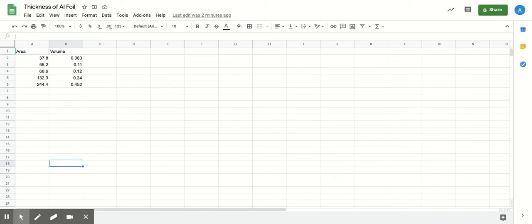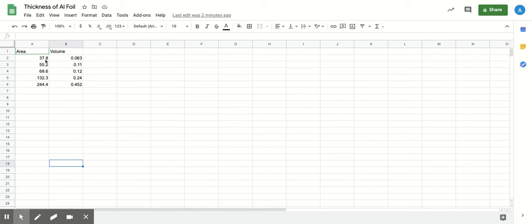In this video, I want to show you how to construct a graph on Google Sheets. The lab activity we're going to use for this example is the thickness of aluminum foil lab, where our students were provided with 5 aluminum foil squares, where they were able to measure the length and the width of these squares and determine the volume using the density of aluminum and the mass of each square.